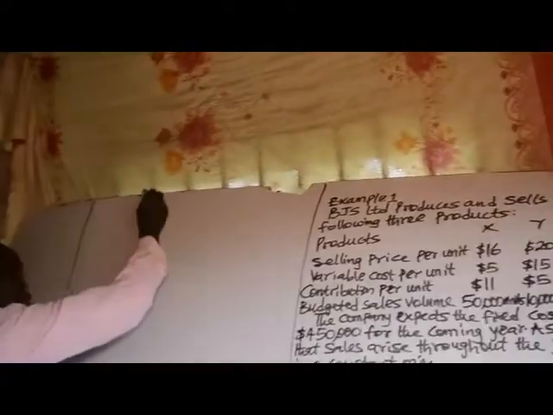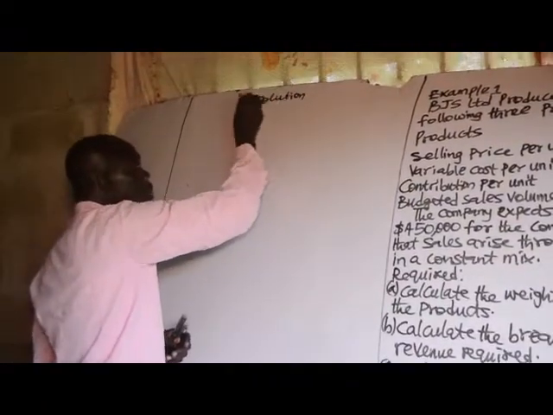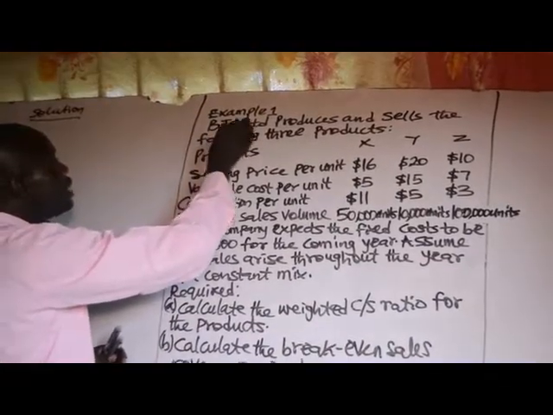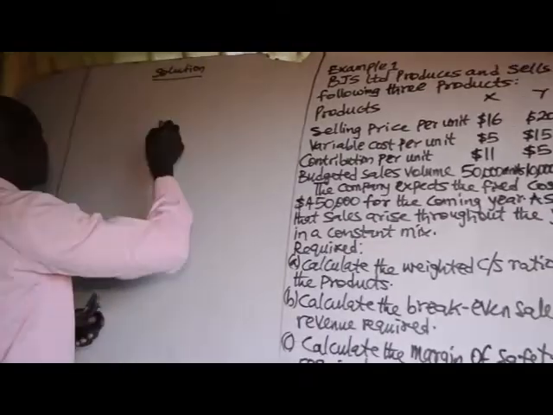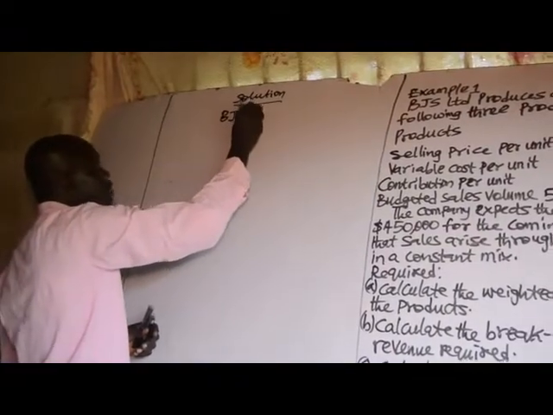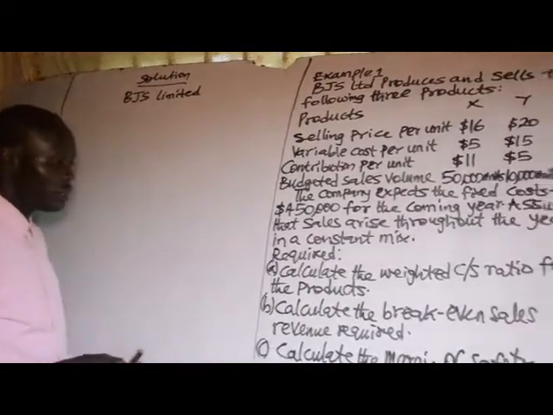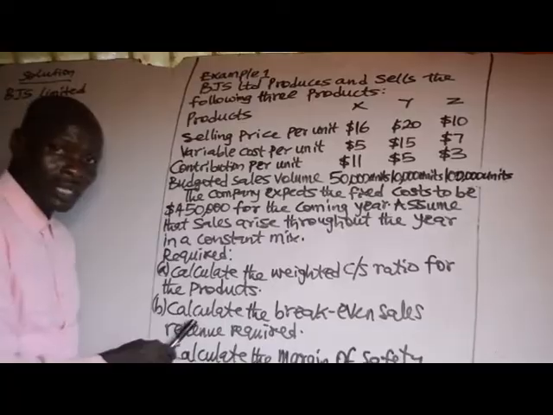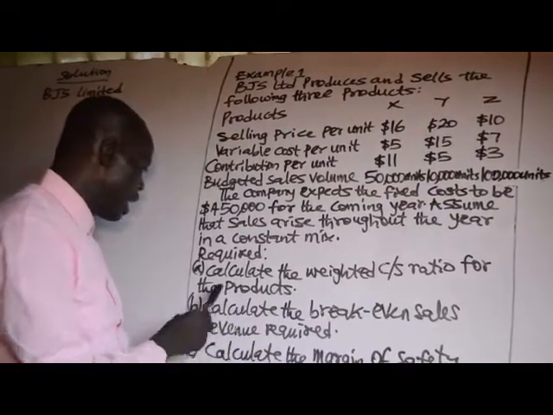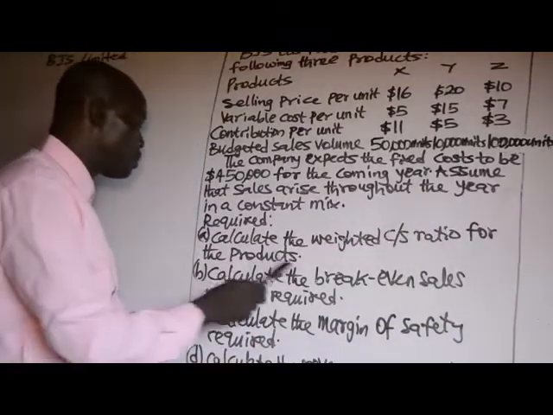Now the solution. The name of the entity is BJS Limited. Requirement 1: calculate the break-even sales. Calculate the weighted CS ratio for the products.